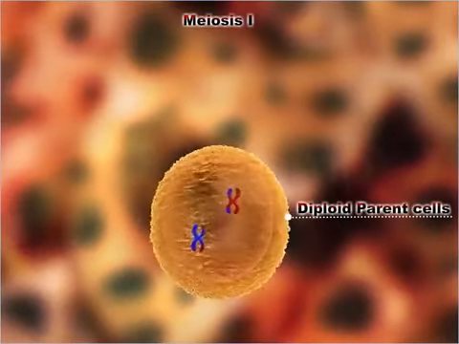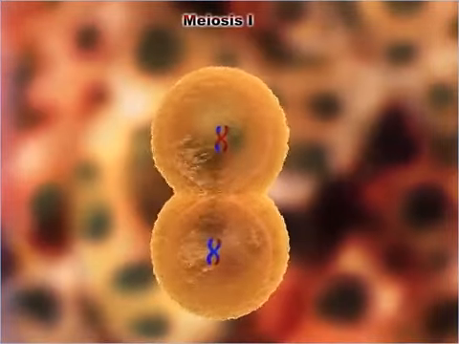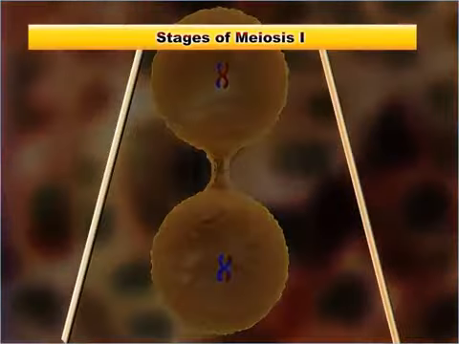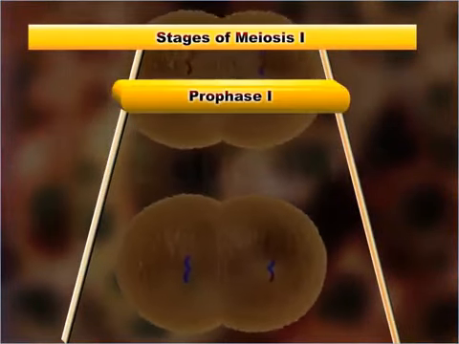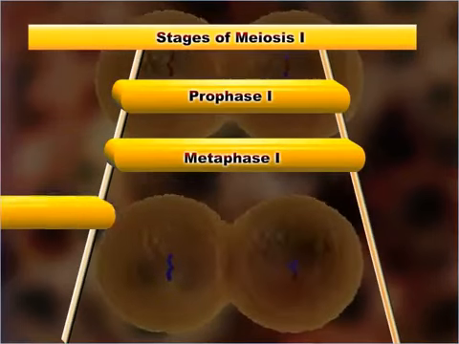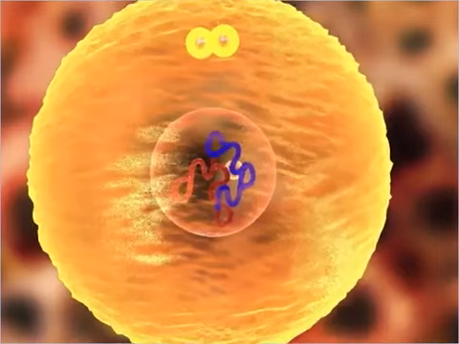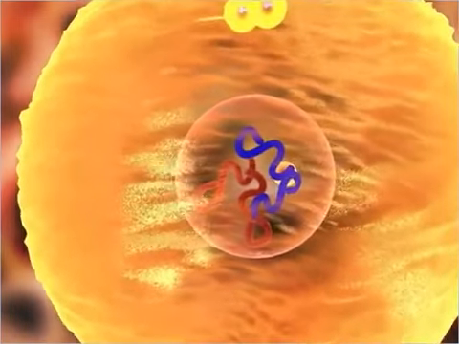Meiosis I is the reductional division in which the chromosome number gets halved and distributed between two daughter cells. Meiosis I includes 4 stages: prophase I, metaphase I, anaphase I, and telophase I. Let's know about the homologs before studying the phases of prophase I.